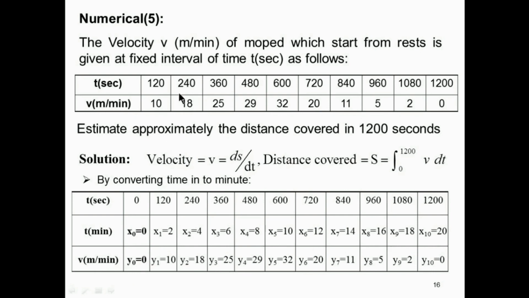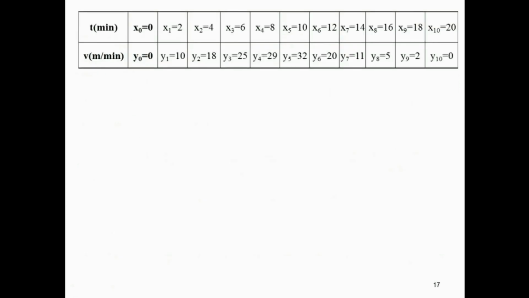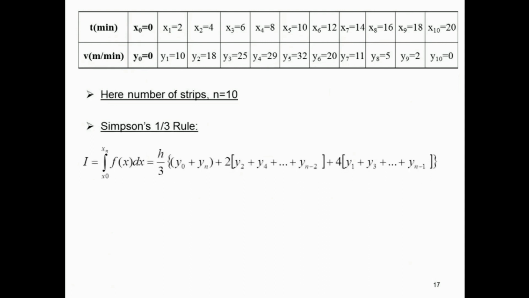Here the method is not mentioned, but you can see the number of intervals is 10. So we can use Simpson's 1/3 rule as n is a multiple of 2. We have n equal to 10, so Simpson's 1/3 rule can be used here. This is Simpson's 1/3 rule.